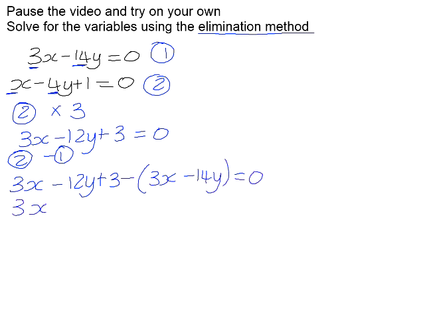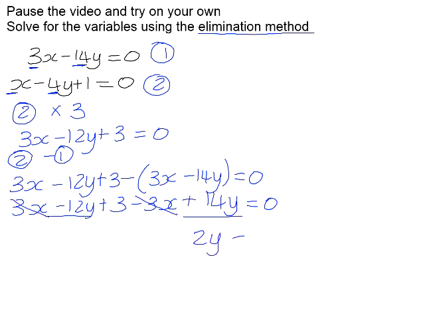If we simplify, that gives us negative 3x plus 14y is equal to 0. The 3x minus the 3x is 0. Negative 12 add 14 is 2y. And if we minus 3 from both sides, we get 2y to be negative 3. Divide both sides by 2, and you get y to be negative 3 over 2.